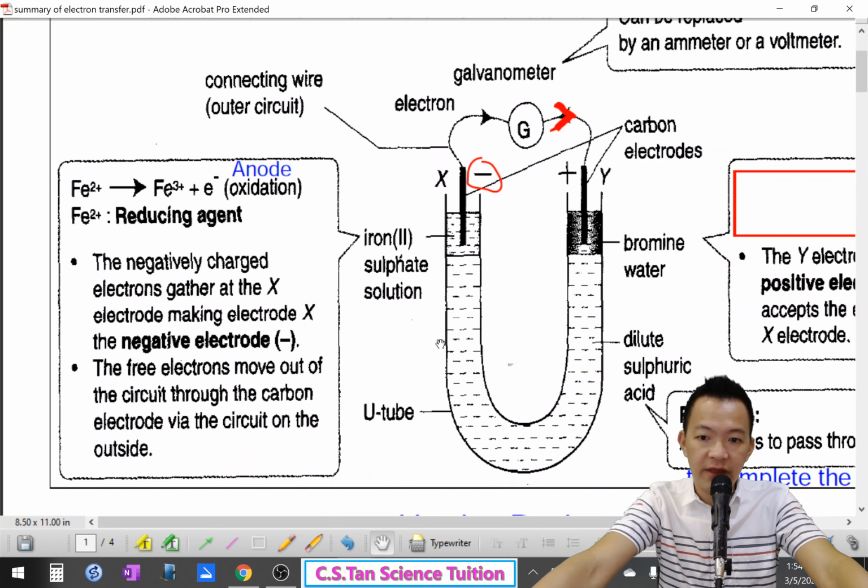So what happened to the bromine? Bromine gains the electrons and becomes bromide. Gaining electrons we call reduction. And bromine today is what agent? It is the oxidizing agent. It oxidizes iron 2 to become iron 3. So bromine today is the oxidizing agent. But how about this electrode? The electrode that has the reduction, that undergoes the reduction, is called the cathode.